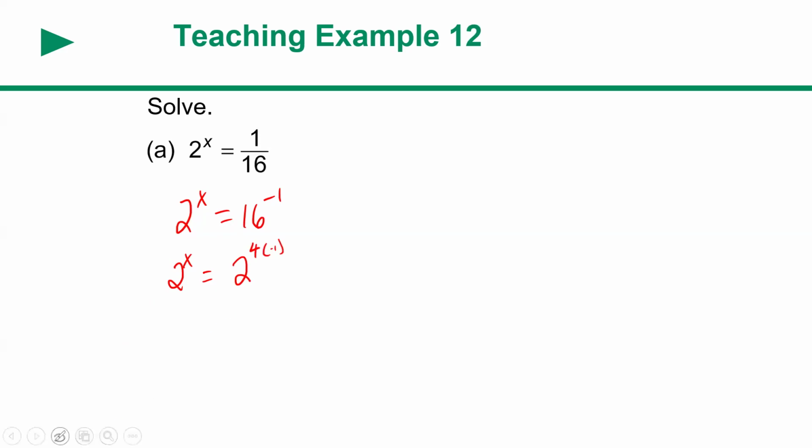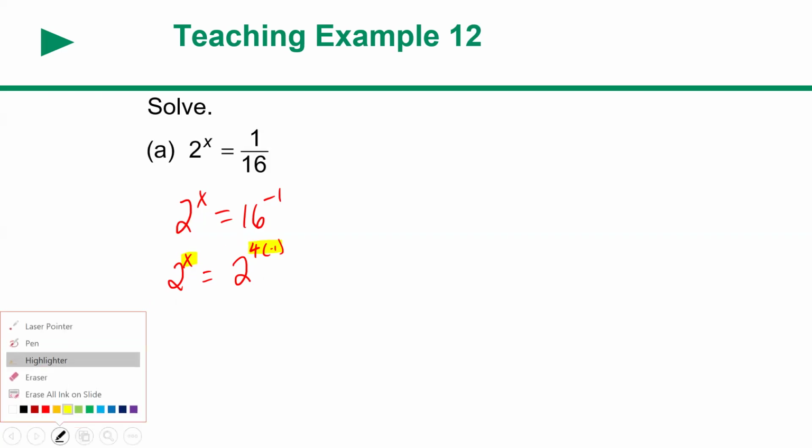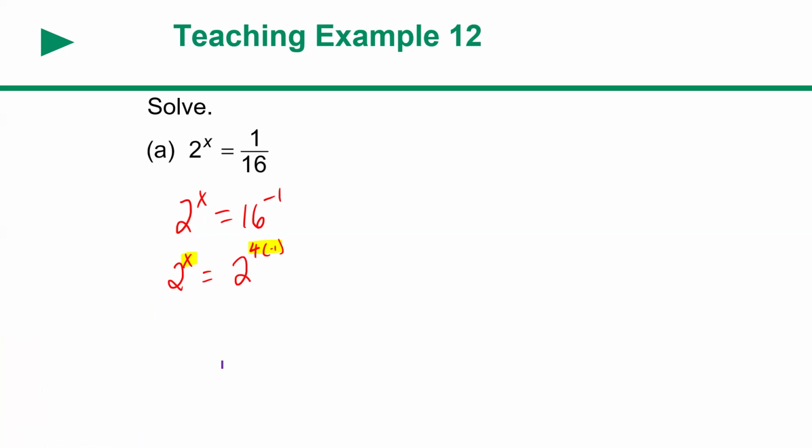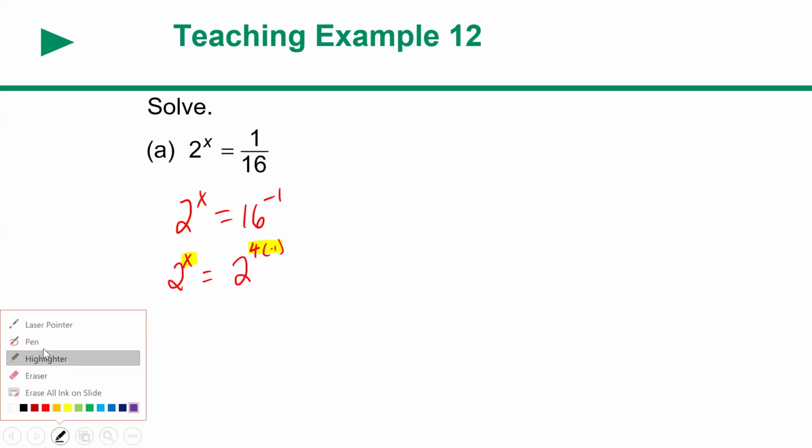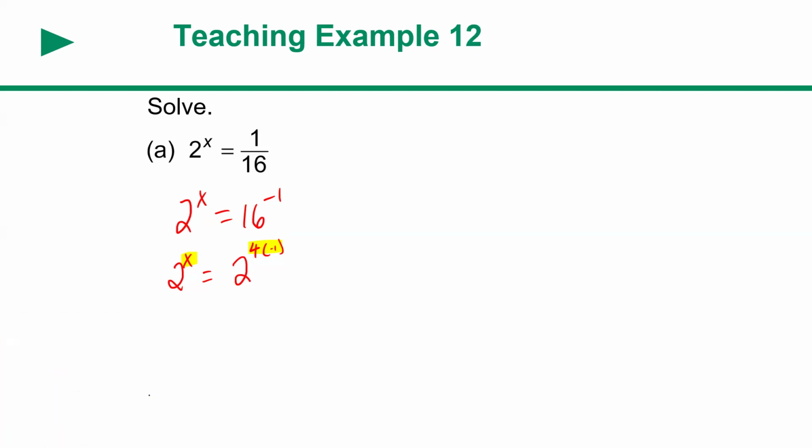Okay. So once your bases are the same, all you're paying attention to are your powers. That's all that matters. So my bases are the same. So I'm telling myself x equals, and what's 4 times negative 1? Negative 4. Was that terrible?